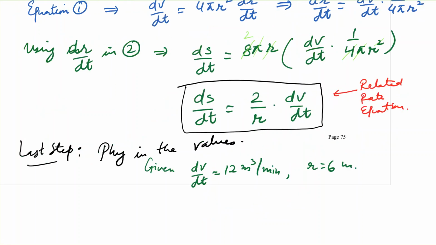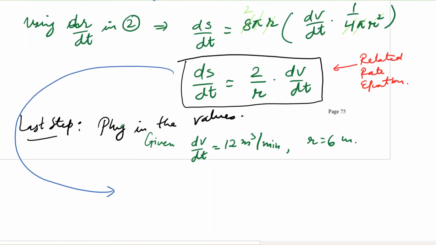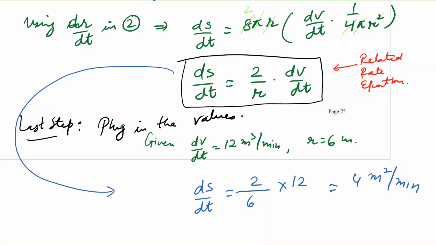Now we need to plug in all the values that we know already. In the beginning, we noticed that we are given that the change in volume is 12 cubic meters per minute and the radius is 6. So let's put those values in. dS over dt becomes 2 over 6 times 12. So overall we get 4 square meters per minute. This is our rate at which the surface area is increasing: 4 square meters per minute.